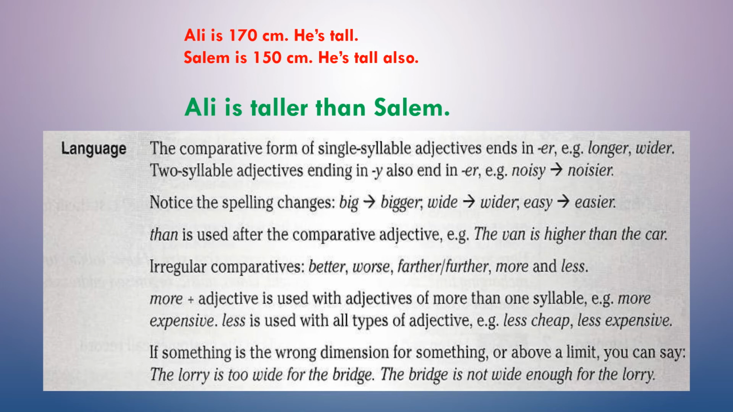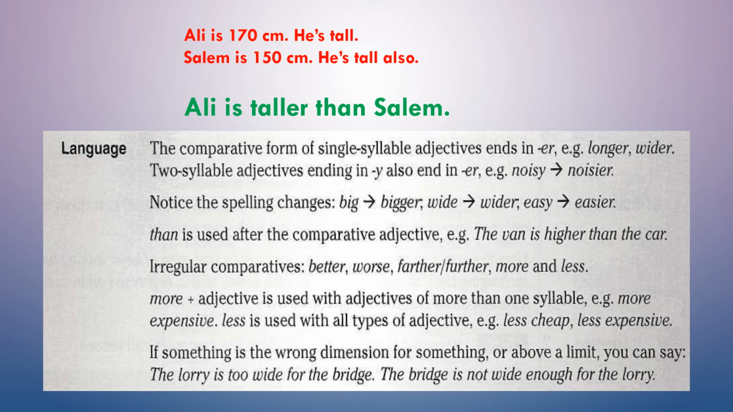Now we use less. Look here, less is used with all types of adjectives. For example, less cheap. If something is less than the other, we don't use ER, we use less, even if the word is one syllable. Okay, less cheap. We can say cheaper if it's more cheap, but if it is less, I use less cheap.